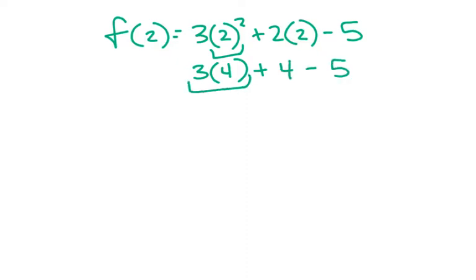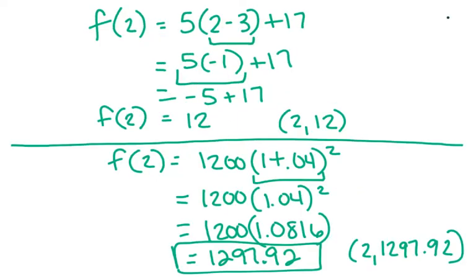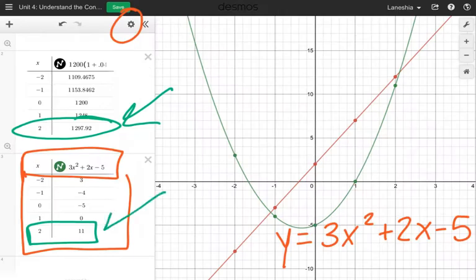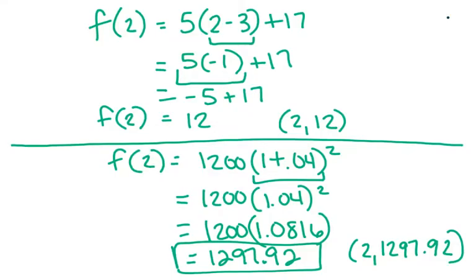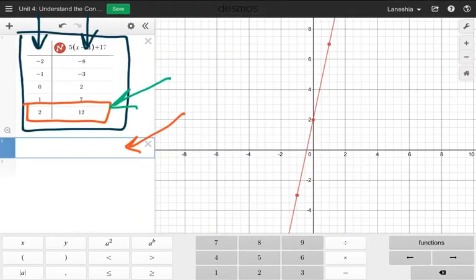All right, and so then we're going to go to our multiplication. 3 times 4 is 12, plus 4 minus 5. 12 plus 4 is 16, minus 5 is 11. All right, so the point here would be 2, 11. Let's check and see if that's what we got. 2, 11. So, yep, we're batting 3 for 3. So let's do some summary and make sure that we understand what we've done here.